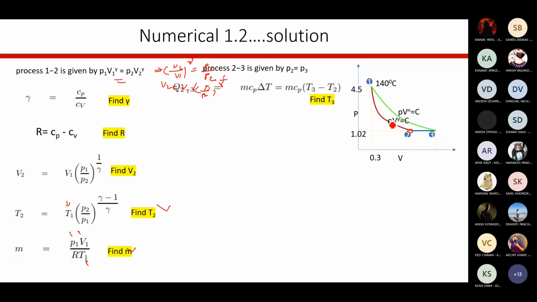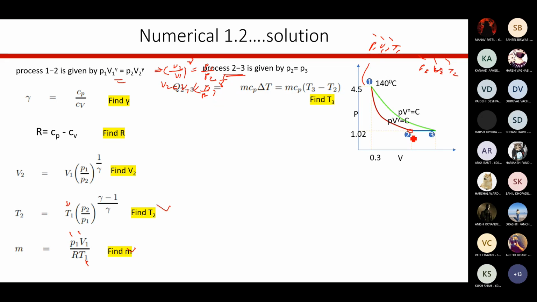Next, I am going to the next process, 2 to 3. When I'm switching to the next process 2 to 3, I know the pressure, volume, temperature at point 1 and the pressure, volume, temperature at state point 2. The moment I know these three quantities at any state point, I should go to the next process, because I can use that data for the further analysis. That's the idea behind it. So I am switching to the process 2 to 3.